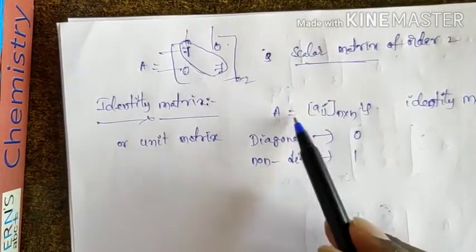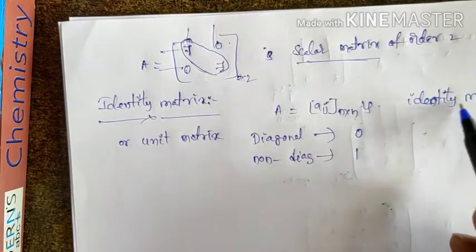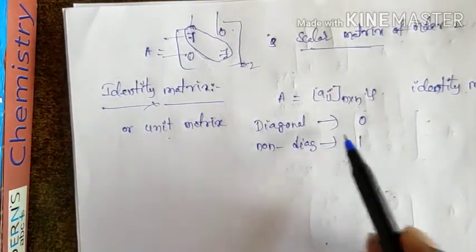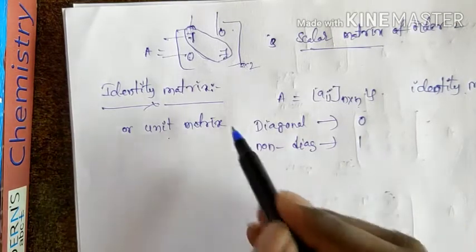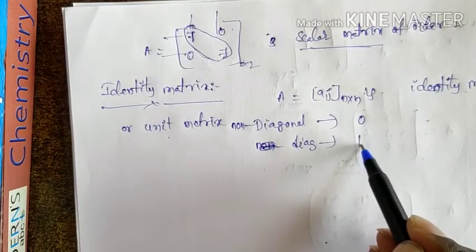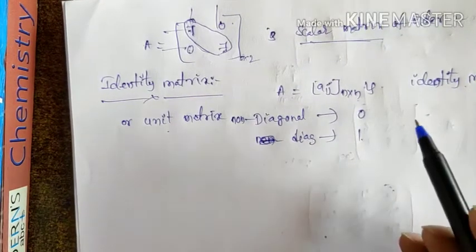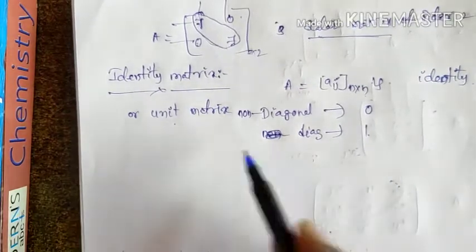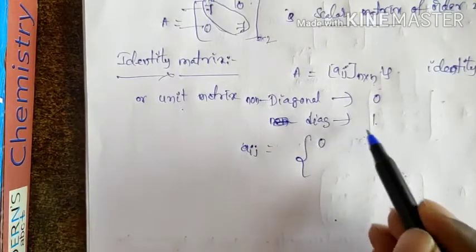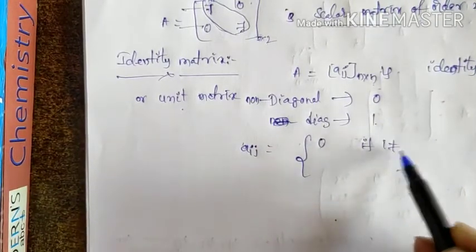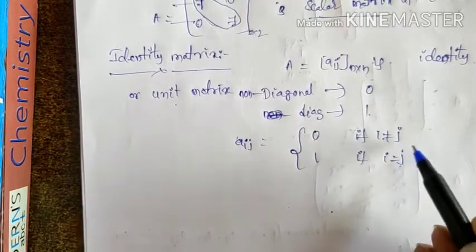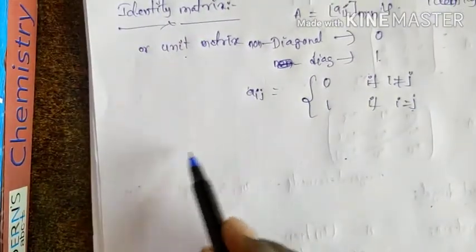Okay, once more the definition, listen. A square matrix A = [aij] n by n is an identity matrix or a unit matrix if all the non-diagonal elements are 0 and the diagonal elements are 1. It is represented as Iij = 0 if i is not equal to j, and 1 if i is equal to j. Okay, let's see one example so you can understand.